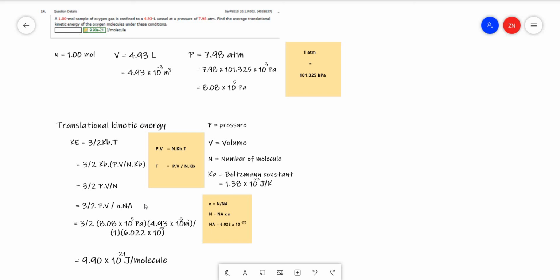times Avogadro's constant. After we have successfully reached this point, we must now key in the data that we have gathered all along. So it will become 3 over 2 times 8.08 times 10 to the power of 5 Pascal times 4.93 times 10 to the power of negative 3 cubic meter divided by 1 mole times 6.022 times 10 to the power of negative 23. This will in turn give us 9.9 times 10 to the power of negative 21 joule per molecule.